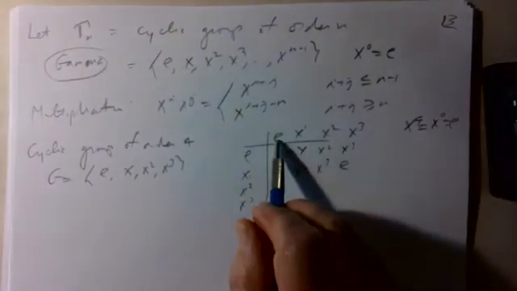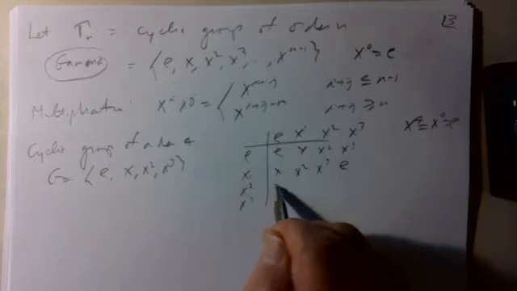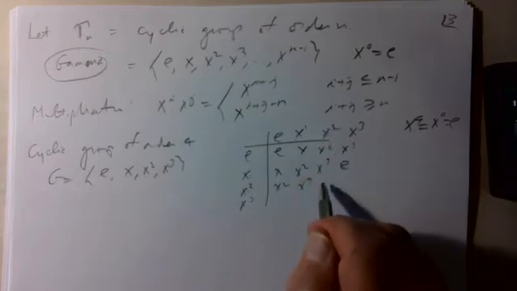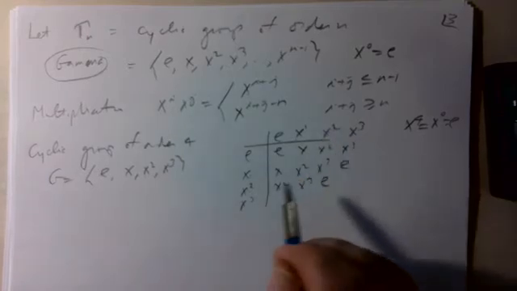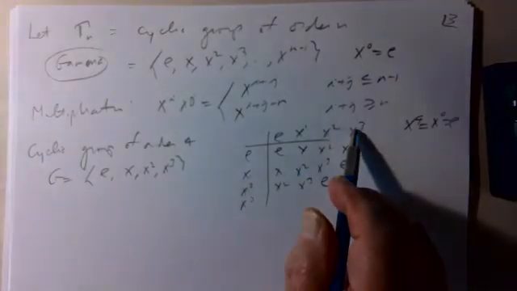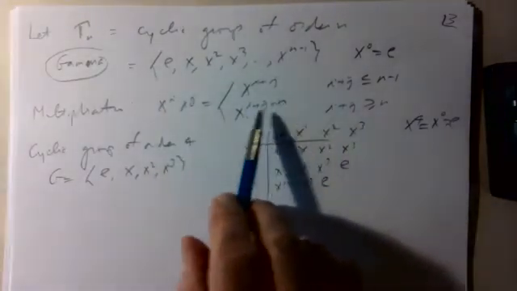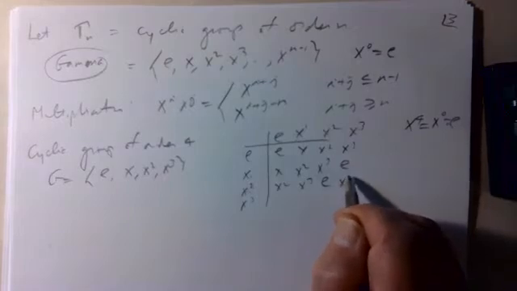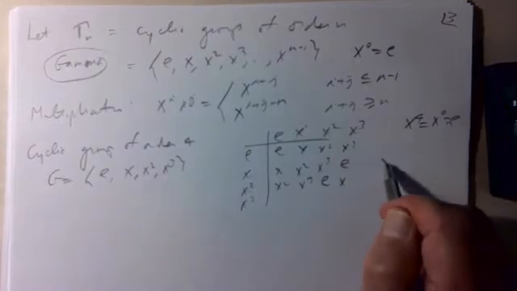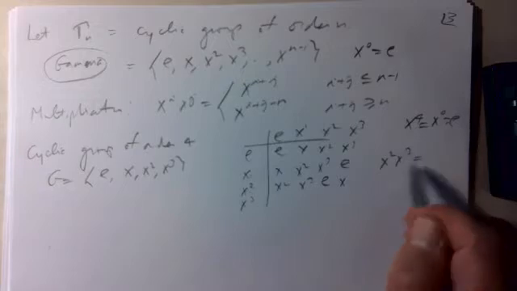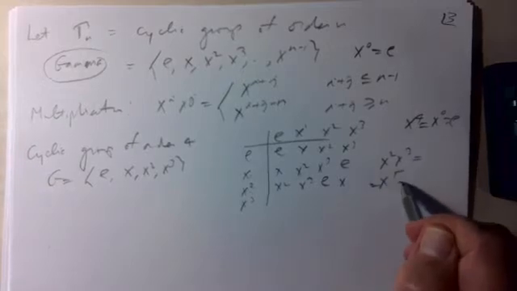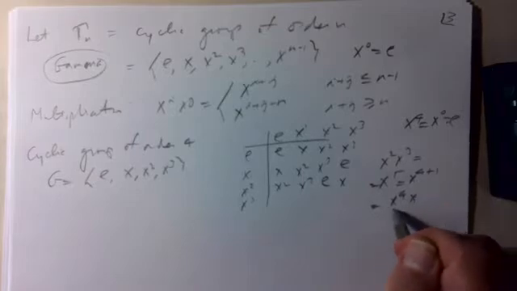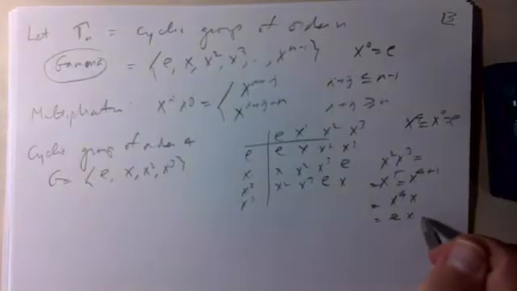x squared times e is x squared. x squared times x is x cubed. x squared times x squared is x to the fourth, which is the identity. x squared times x cubed. 2 plus 3 is 5. 5 minus 4 is 1. x squared times x cubed is x. Because you can also see it like this. x squared times x cubed is x to the fifth, which is x to the fourth plus 1, which is x to the fourth times x, which is e times x, because x to the fourth is e, which is x.